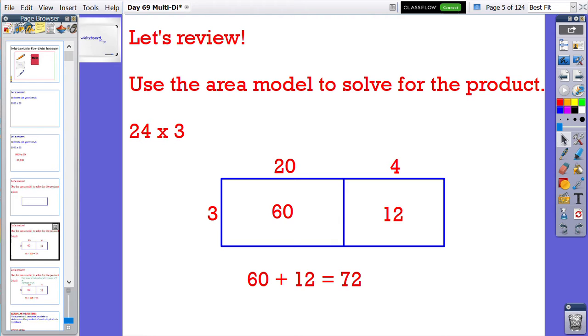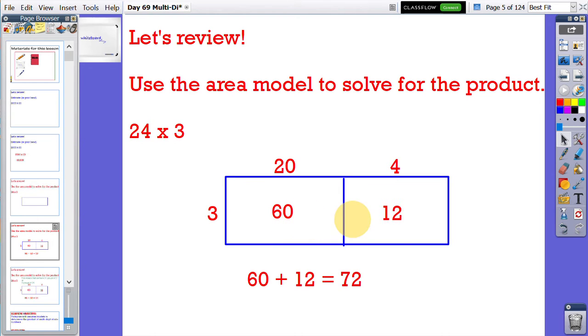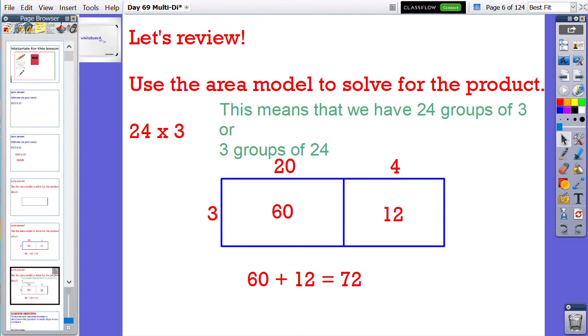20 because the value of the 2 in 24 is 20. And then your 4 times 3. So you do 3 times 20, which is 60. 3 times 4, which is 12. And then you add the products. 60 and 12. So 60 plus 12 is 72. So this means that we have 24 groups of 3 or 3 groups of 24.